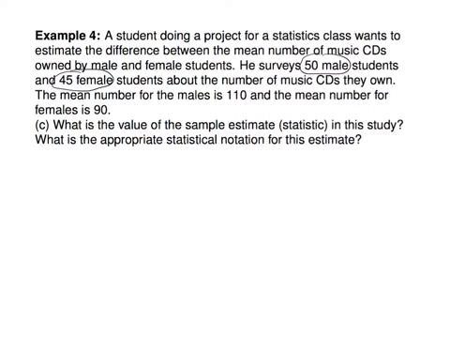What is the value of the sample estimate or statistic? So in the previous one, I said that mu1 was the men. So the notation for the sample estimate would be x1 bar minus x2 bar. As in, x1 is the mean for the number of CDs the males own, and x2 is the mean for the number of CDs the females own, which they gave you.